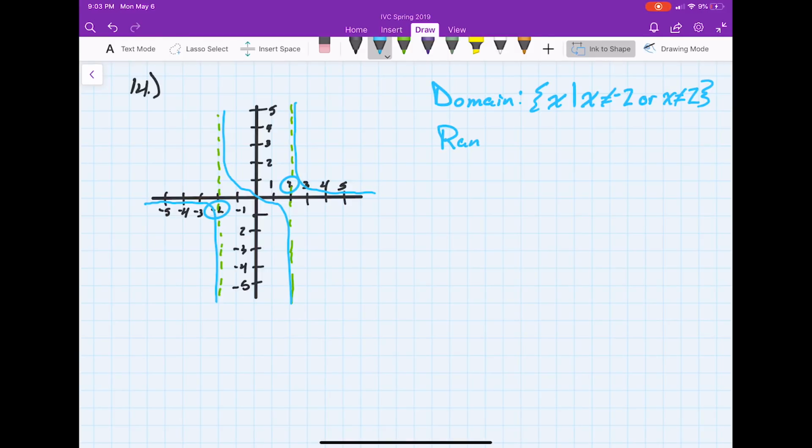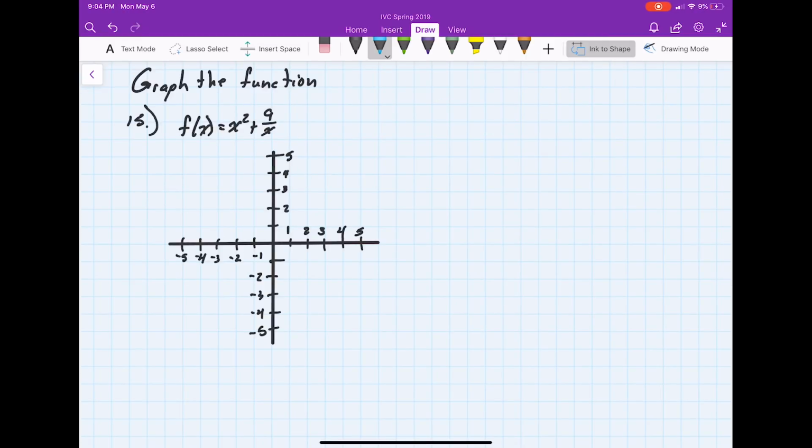But anyway, our range, well, if we look in the middle section, we have this cotangent function here, or negative tangent, either way you want to look at it, and it goes forever in both directions. So our range is -infinity to infinity. So that's that guy. Okay, for number 15, we are going to graph the function.